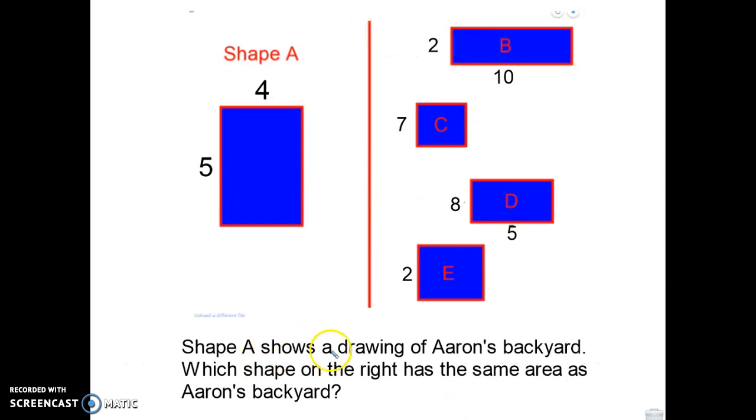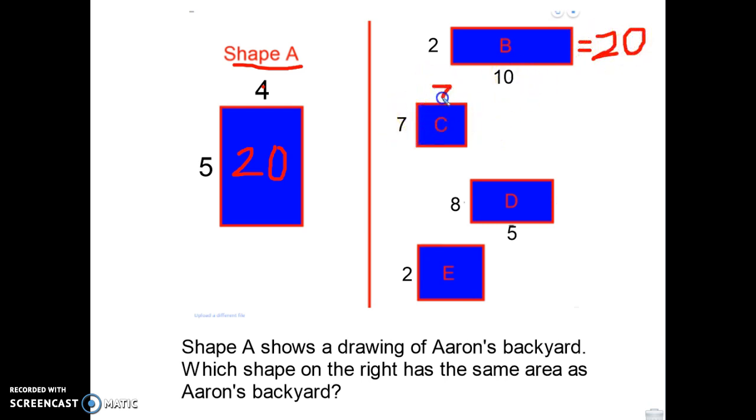Okay, shape A shows a drawing of Aaron's backyard. Which shape on the right has the same area as Aaron's backyard? So shape A is Aaron's backyard. So I need to come over here and find the area of this first. So 4 times 5 would equal 20 squares. Okay, so now I need to find one over here that also has 20. So 2 times 10, that would equal 20. So there's one already. I need to make sure no other shapes have the same area.